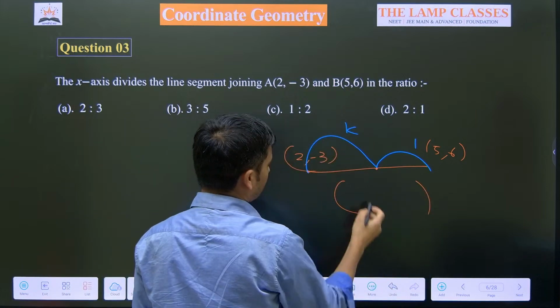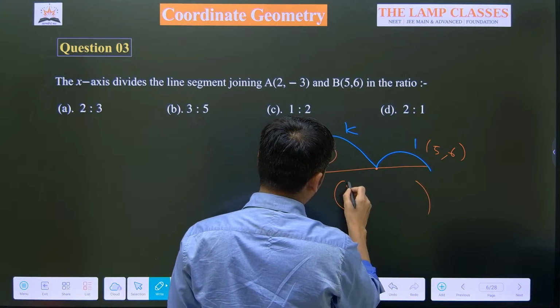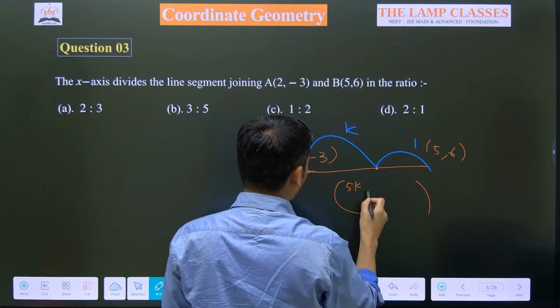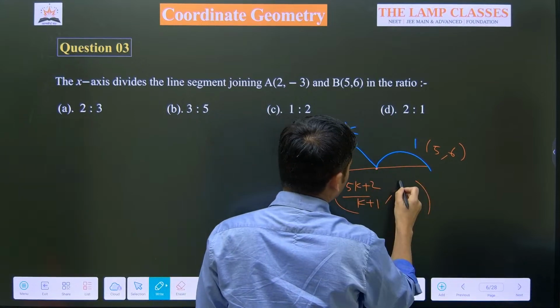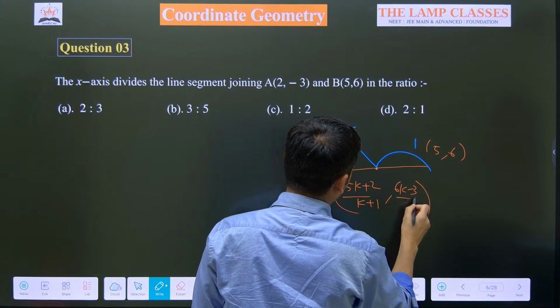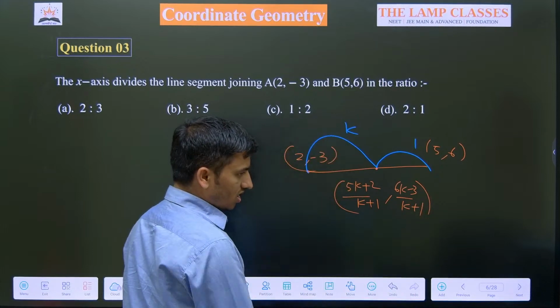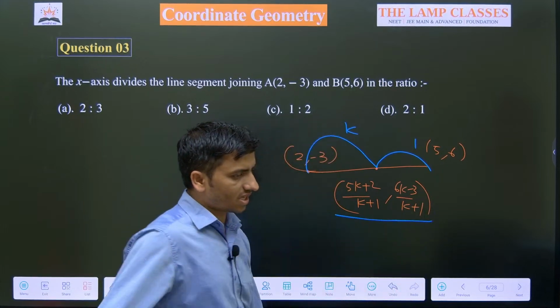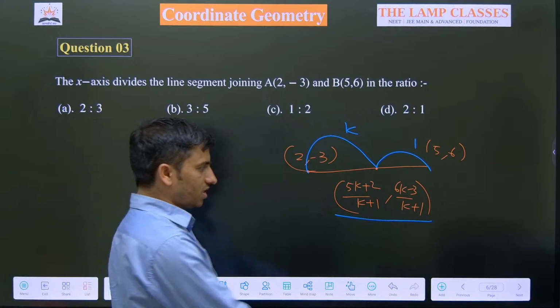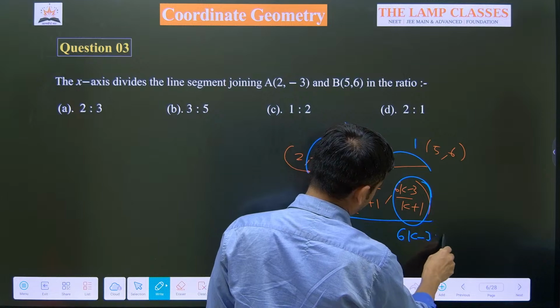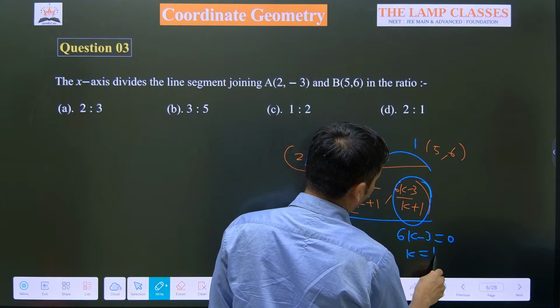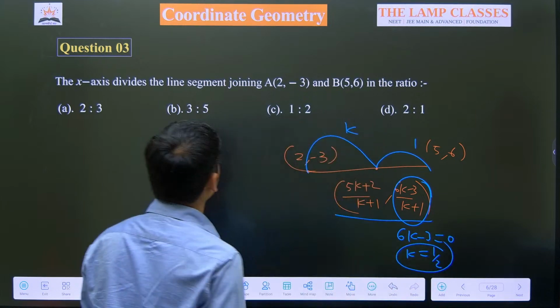Right? Cross multiplication, k into 5, so 5k. 5 into 2 into 1 plus 2 upon k plus 1 comma 6k minus 3 upon k plus 1. Now since this point is on x-axis, can we say y coordinate must be 0? Y coordinate 0 means this number must be 0. So 6k minus 3 is 0, k is 1 by 2. So the ratio is basically 1:2.